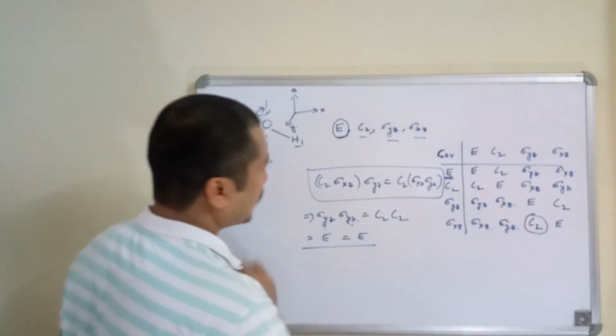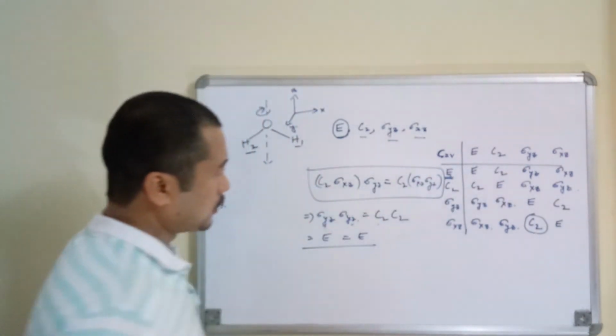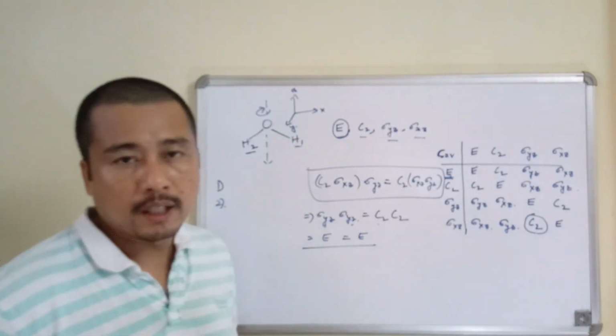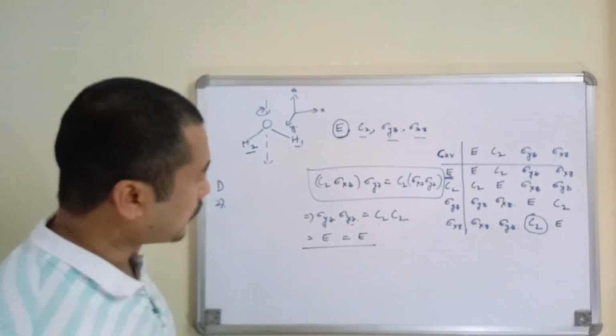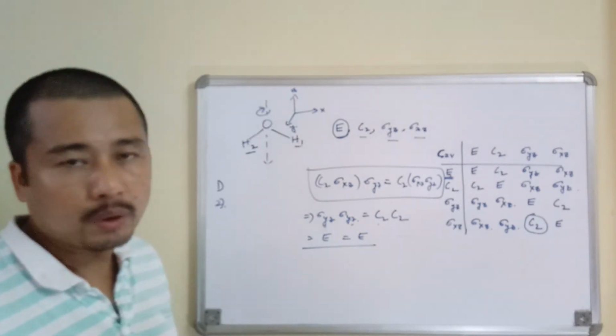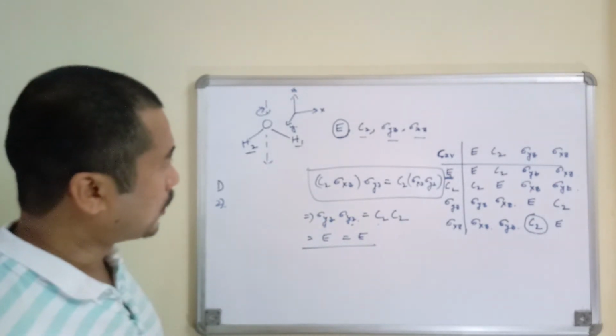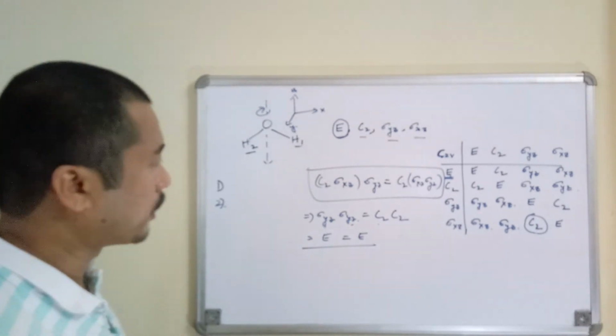So the result of this is sigma yz, and the answer is identity, and on this side, C2 with C2, the answer is identity. So what we have proved is that we have randomly chosen a product of three elements, and what we have found is that the associative law of multiplication holds good in case of this group, or in case of this collection of symmetry operations.